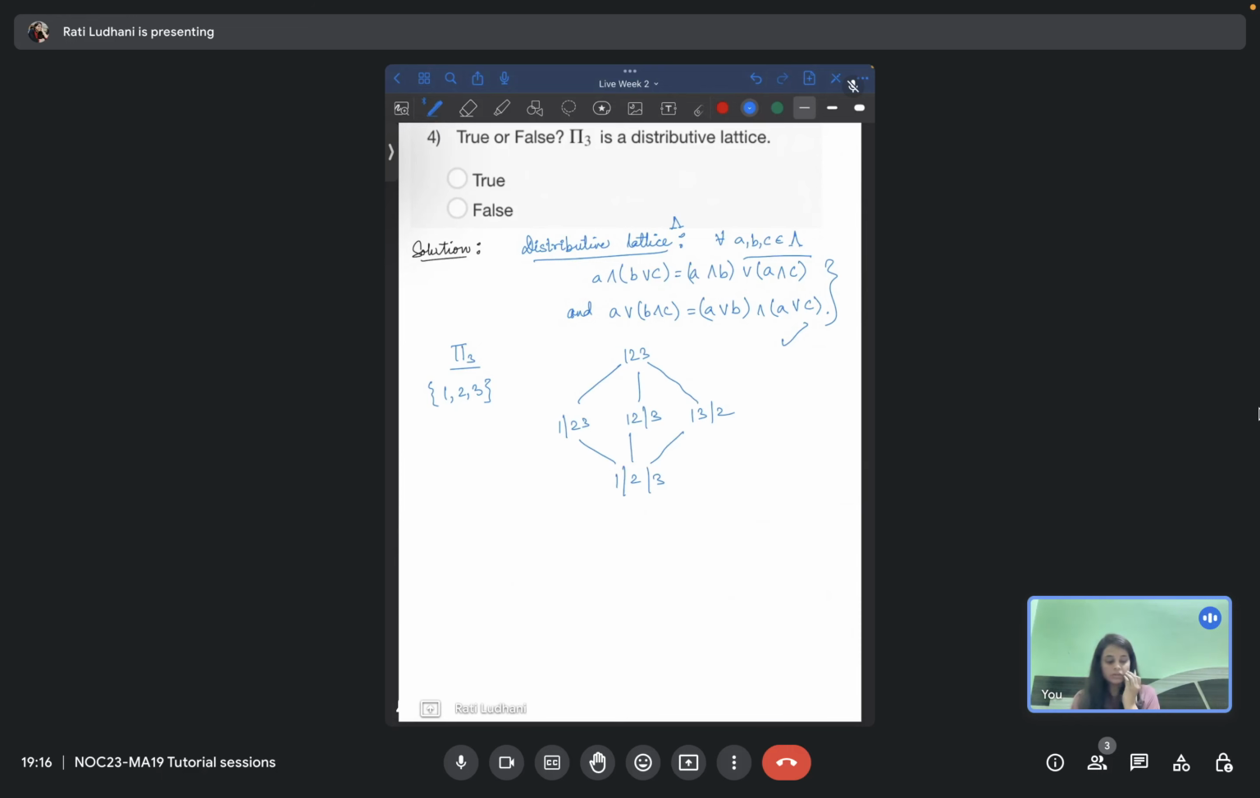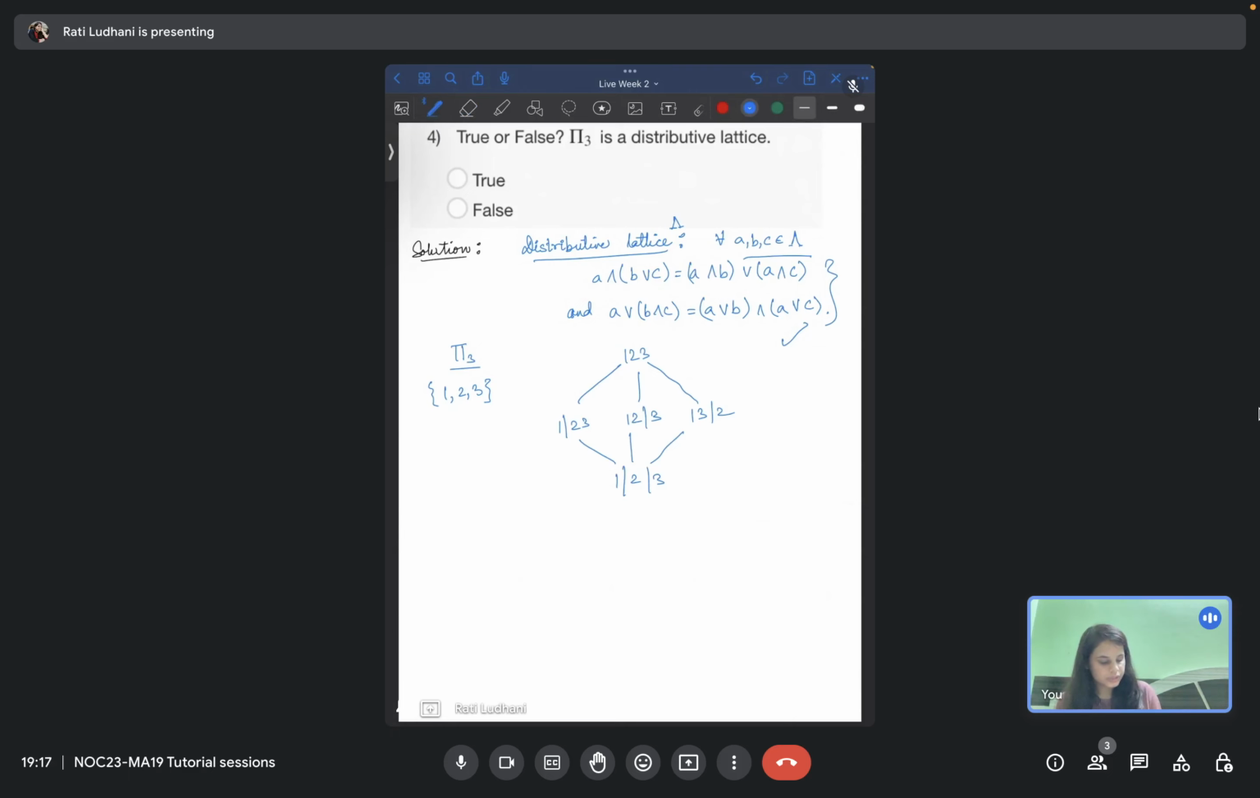So you have this. Now what is a distributive lattice? That is the point. Will these two conditions hold here or not? That we need to check. So let's see, okay, what can we take? So a join (b meet c). So these two conditions, we have to actually check for every element.